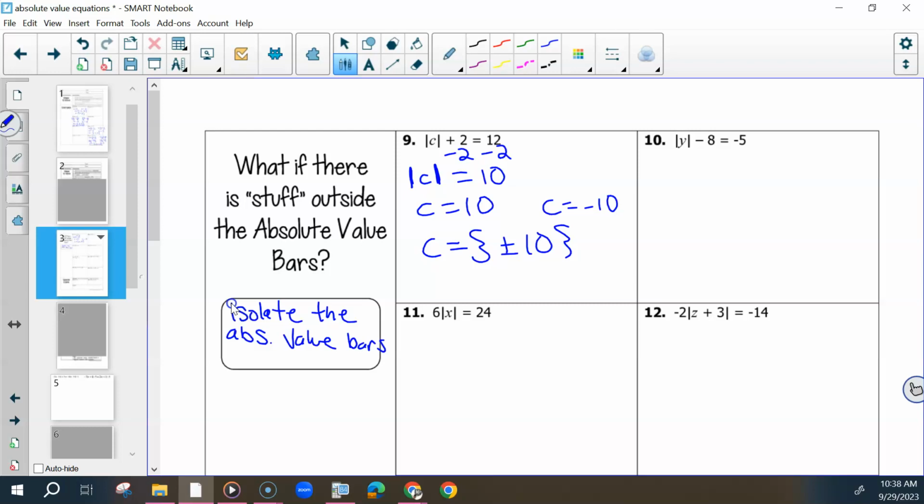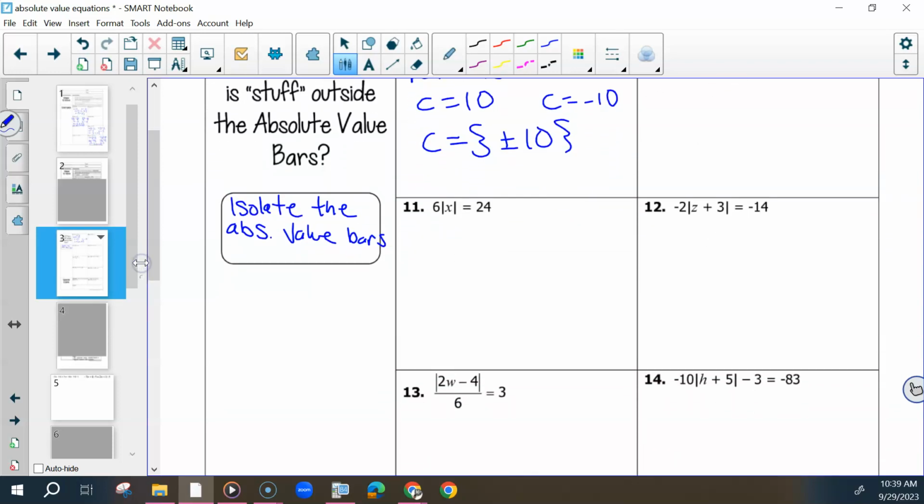Questions on that one? So plus or minus just means negative 10 and positive 10, but combined into one. Right. Let's try 11. We have to get the absolute value by itself. How would we get rid of 6? So divide, because this is multiplication, so we would have to divide both sides by 6. Then we don't have anything else, so we can drop the absolute value, set it equal to a positive and negative 4, and write your solution set.